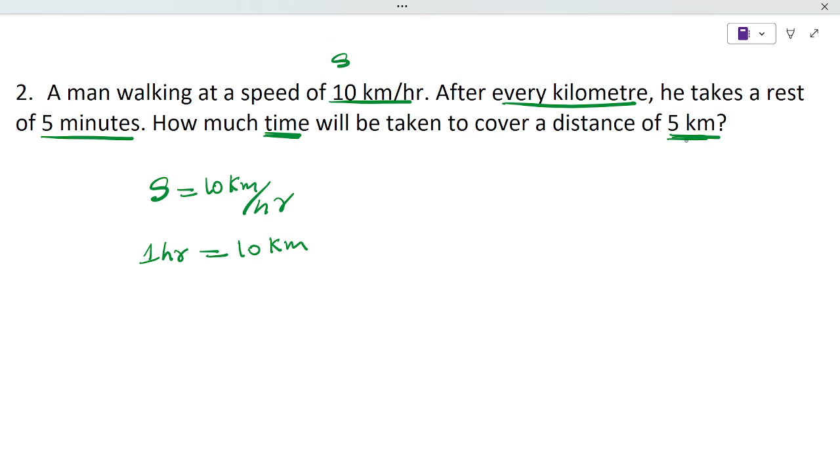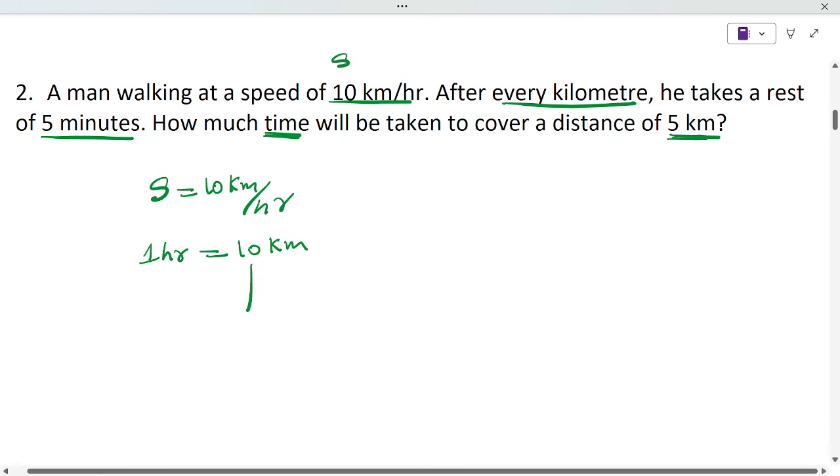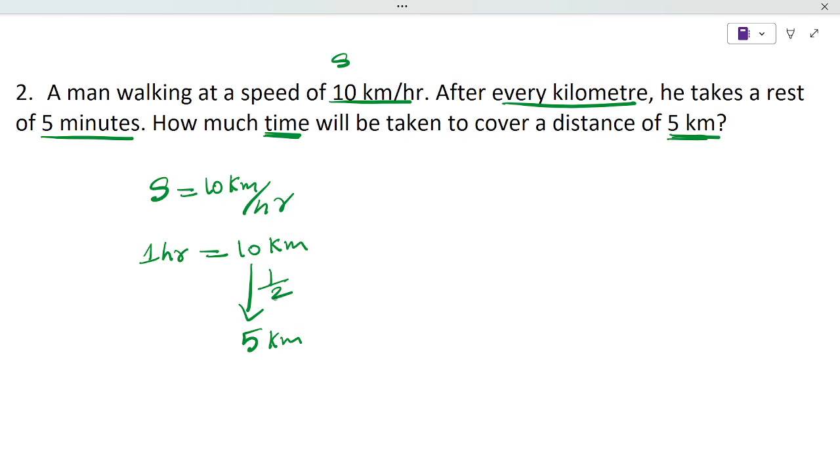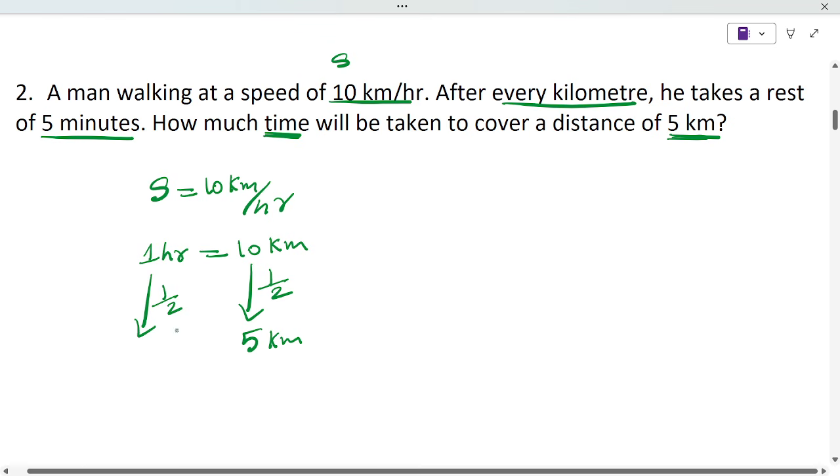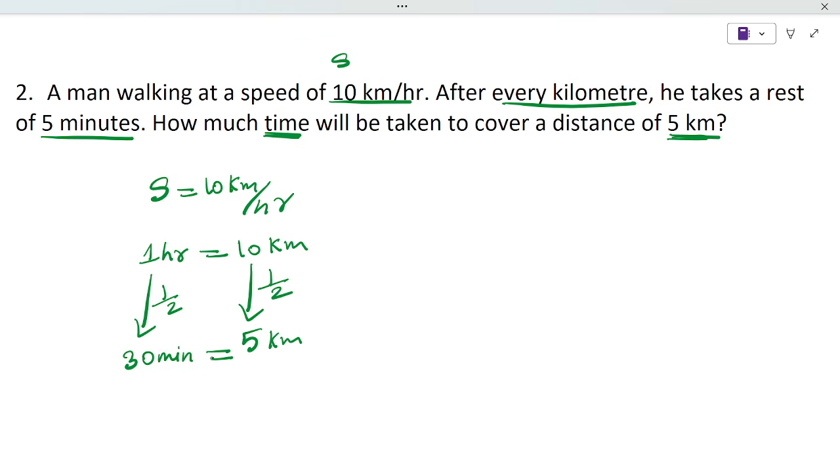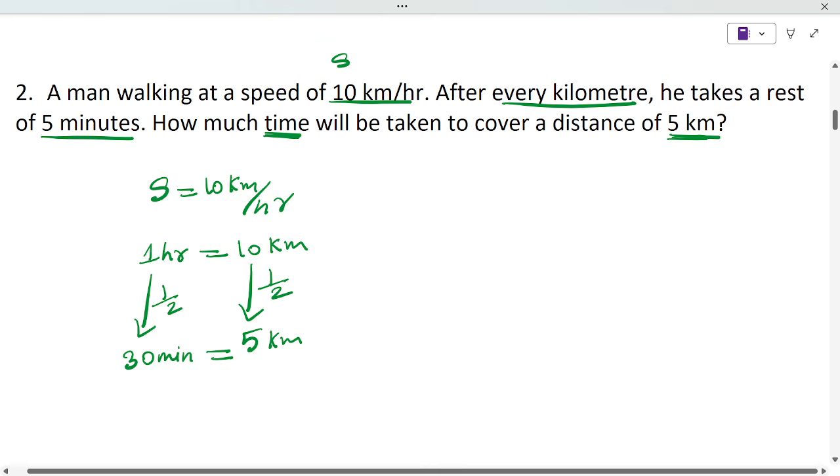They are asking us to find 5 kilometers. Alright, so if we want to find 5 kilometers, that's half of 10. So half of 1 hour will be 30 minutes. So for traveling 5 kilometers without taking a rest, the usual time will be 30 minutes.